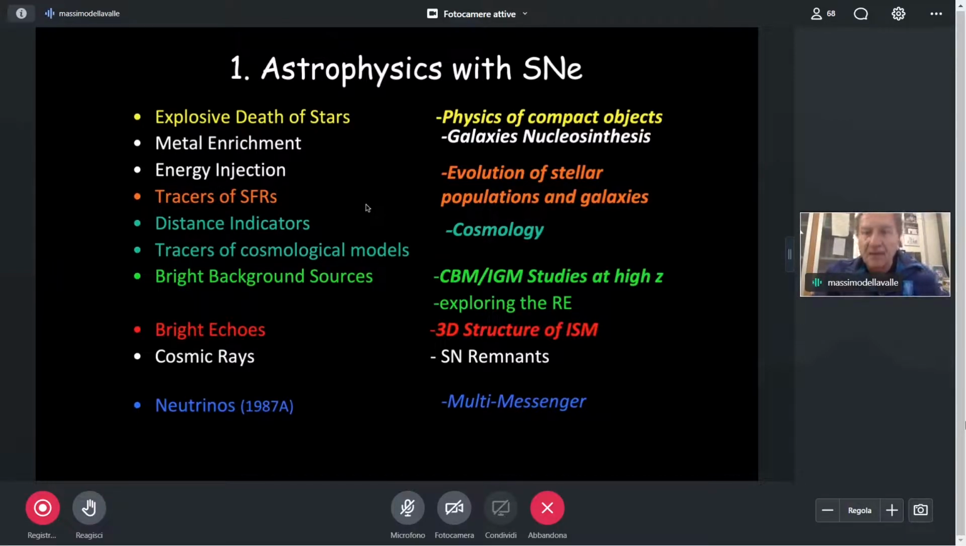Then we can use high redshift objects like supernovae or gamma ray bursts, with redshift of the order of up to 10, and use those objects as cosmic beacons to study the intergalactic medium and to explore the so-called reionization epoch. Then there is the connection between supernova remnants and cosmic rays. And finally, in 1987, with the discovery of neutrinos from supernova 87A, we opened the so-called multi-messenger era.